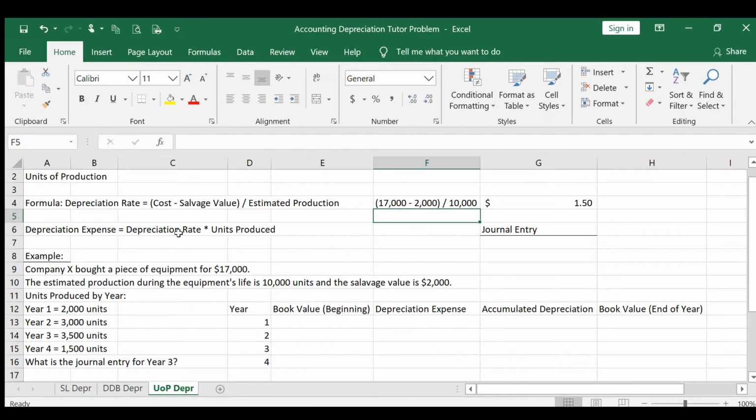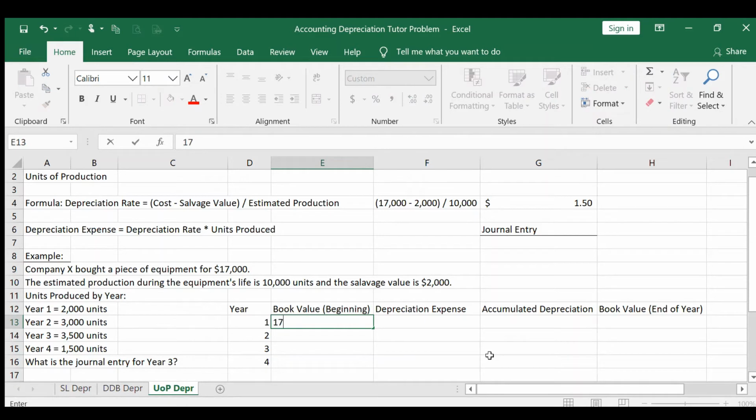Alright? So the next thing that we want to do is determine our depreciation expense using our depreciation rate that we just found and multiplying that by the units produced. So we're going to start with this chart because this chart is a good way of helping us determine and visualize what is going on in depreciation every year. So the first thing we need to do is put in our book value, which is 17,000. You have that right there. And next we're going to do our depreciation expense for year 1.